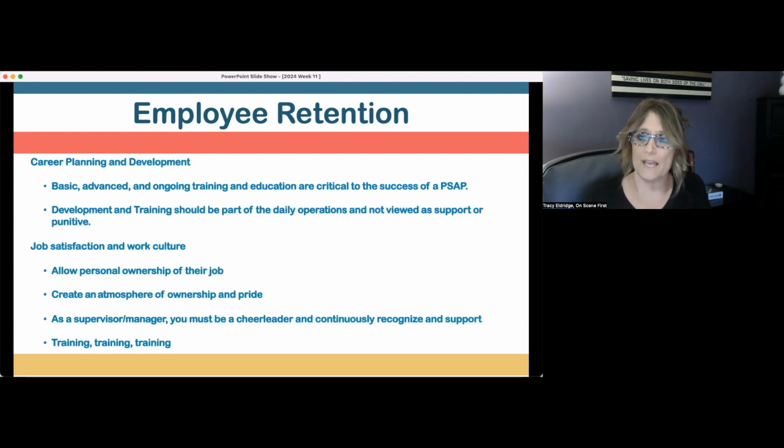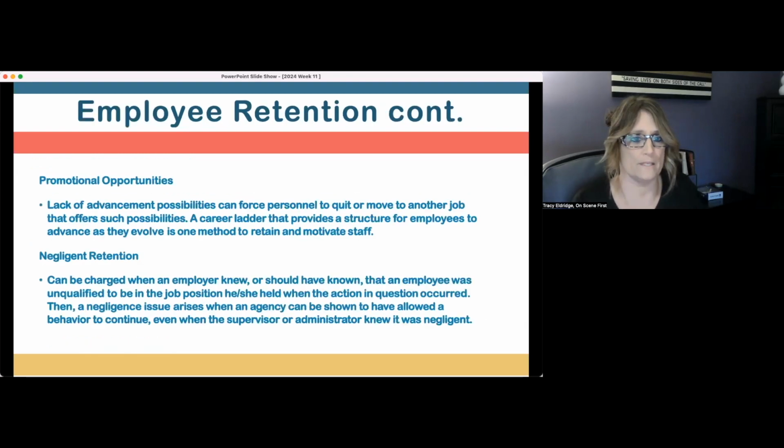Folks need to be able to have ownership over their job, creating an atmosphere of ownership and pride. As a supervisor or manager, you must be the cheerleader, continuously recognizing and supporting your team and offering training. Training is going to come up in a few different places.